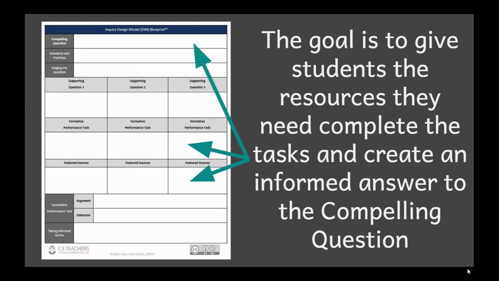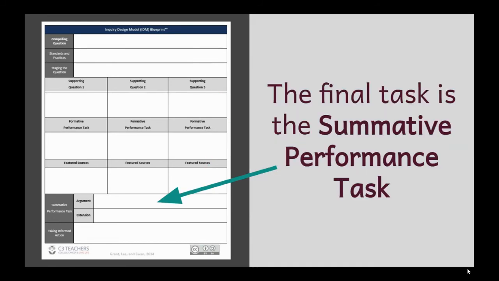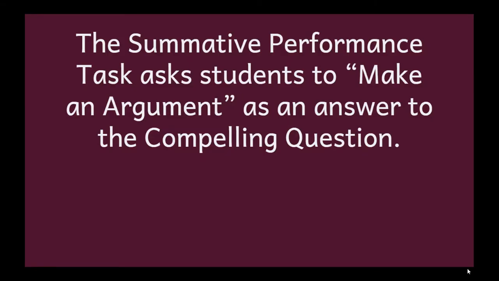So again, we're growing towards being able to answer the compelling question, and these tasks are kind of like checkpoints along the way. As they're completing these tasks, they're gathering evidence from the sources for each task so that eventually they can use that evidence, use those sources in answering the compelling question. The final task is the summative performance task. The summative performance task asks students to make an argument as an answer to the compelling question.